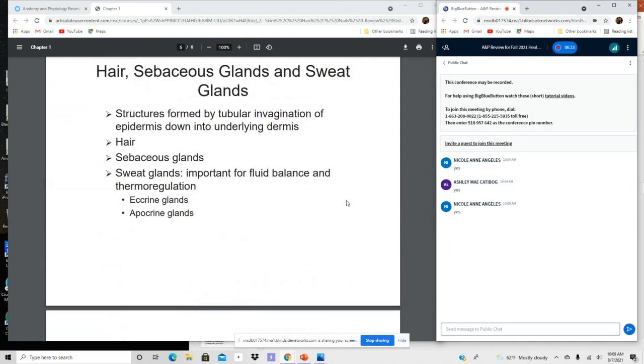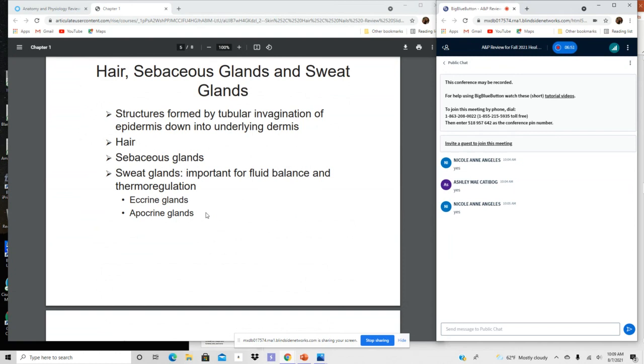Hair, sebaceous glands, and sweat glands are structures formed by the tubular invagination of the epidermis down into the underlying dermis. Sweat glands are important for fluid balance and for thermoregulation. So we kind of talked about the differences between the eccrine glands and the apocrine glands already. But just to repeat, eccrine glands are known as sweat glands, and they help the body to cool down.